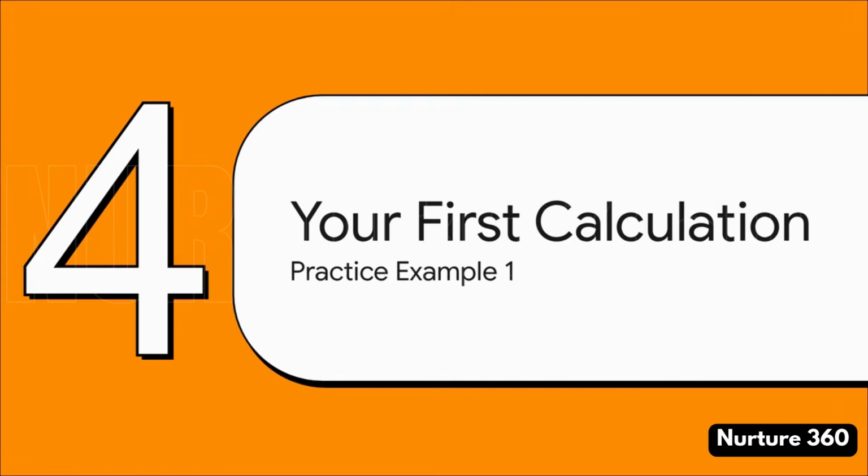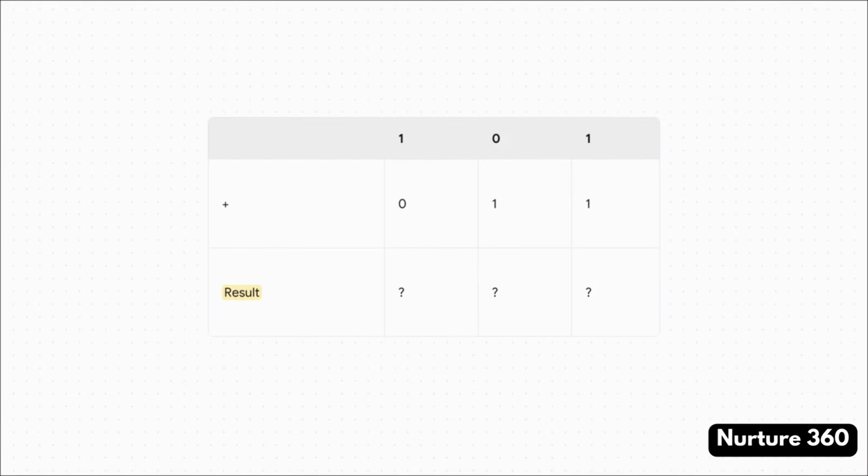All right, enough talk. Let's put these rules to the test. It's time for your first calculation. Okay, here's our problem. We're adding 101 and 011. We're going to work from right to left just like regular addition, taking it one column at a time. Ready? Let's start on the far right. We've got 1 plus 1. Now, what did our special rule say? That's right, it equals 10. So we write down the 0 right there, and we carry that little 1 over to the top of the next column to the left, just like that.